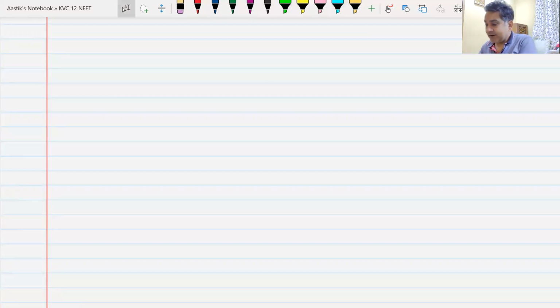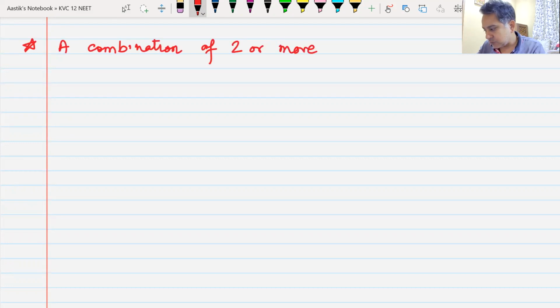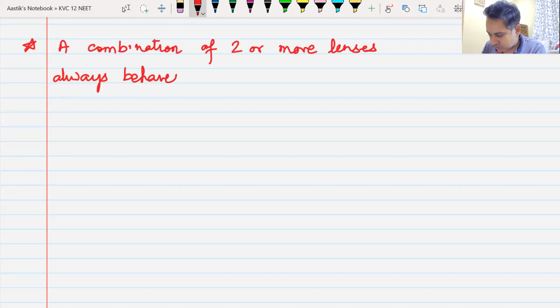Then we will move ahead and write an important note. Write this as an important note. A combination of two or more lenses always behaves like a lens.